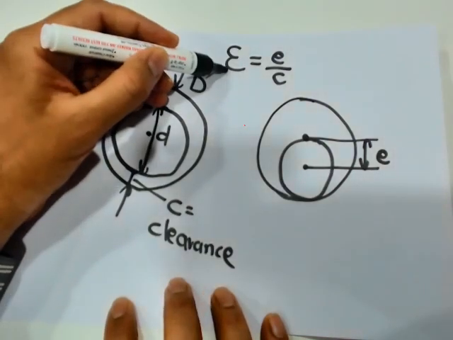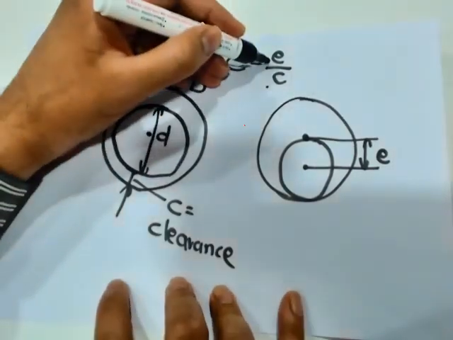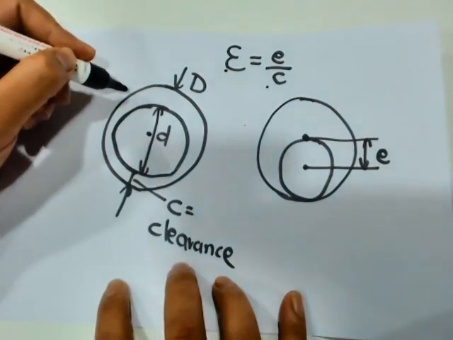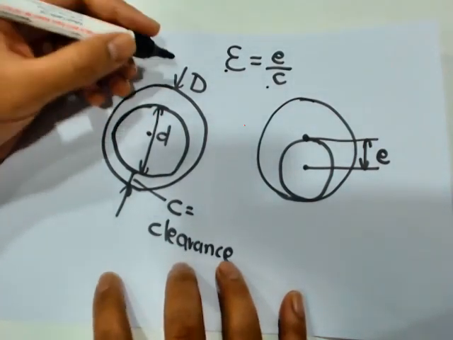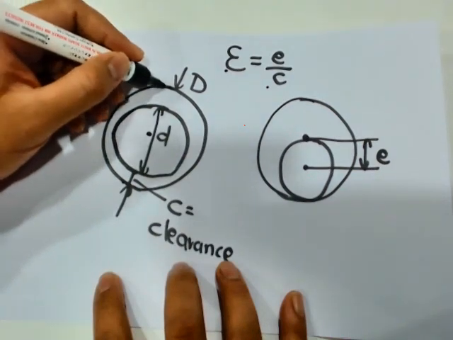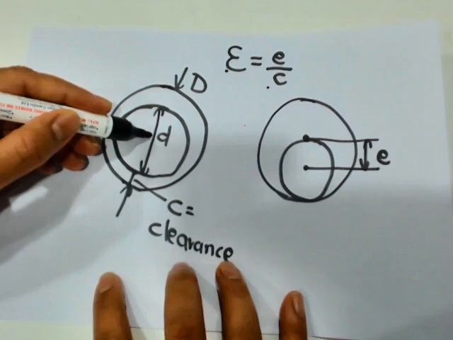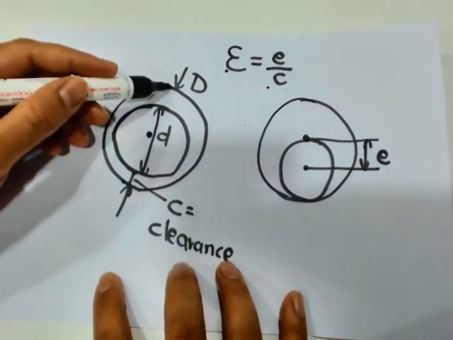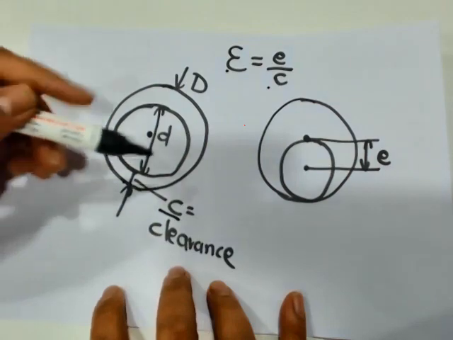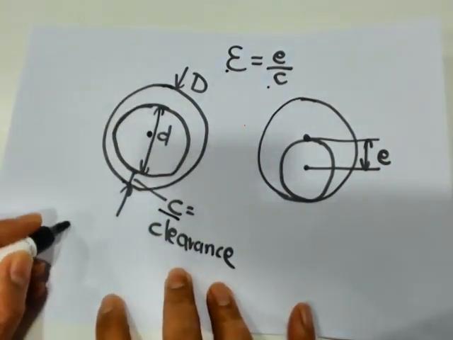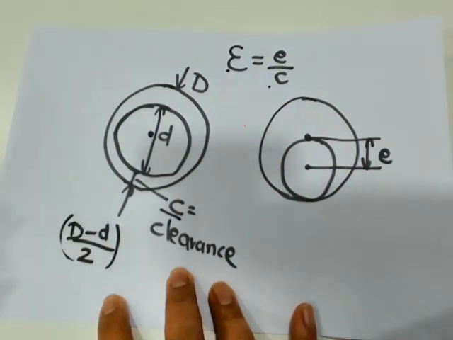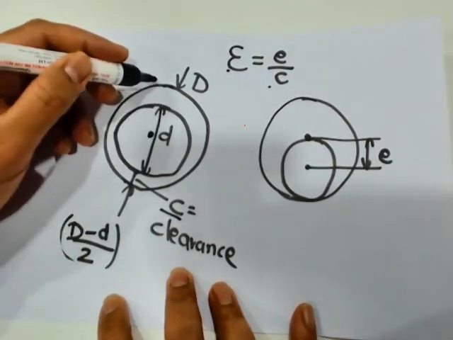Now if we look at this, epsilon is defined as E by C, where E is the eccentricity and C is the clearance. To understand this concept, please have a look at the following diagrams. The diagram on the left consists of a bearing which is in the centric position. What do you mean by centric position? That means the center of the sleeve and the center of the journal are the same. In that case, the gap around this entire peripheral area is constant, and that is called the clearance. This clearance value is very simple to calculate. It is nothing but D minus small d, divided by 2. That is the clearance existing between the journal and the sleeve.